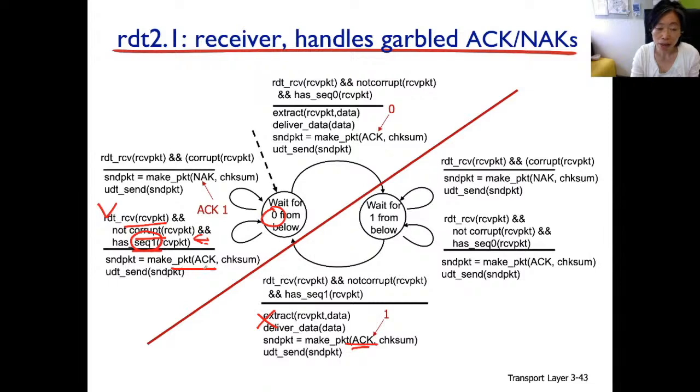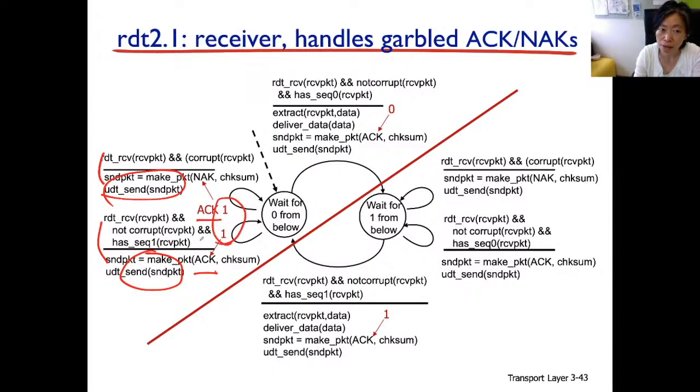And this ACK should be what? Acking the last packet received OK, therefore also carrying sequence number 1. Now, if you look at this transition and this one, the actions they take are identical, right? Both send acknowledgement packets carrying sequence number 1. So perhaps we could just combine the two transitions: receive a packet from below, check if it's corrupted or carrying sequence number 1, send ACK packet 1.